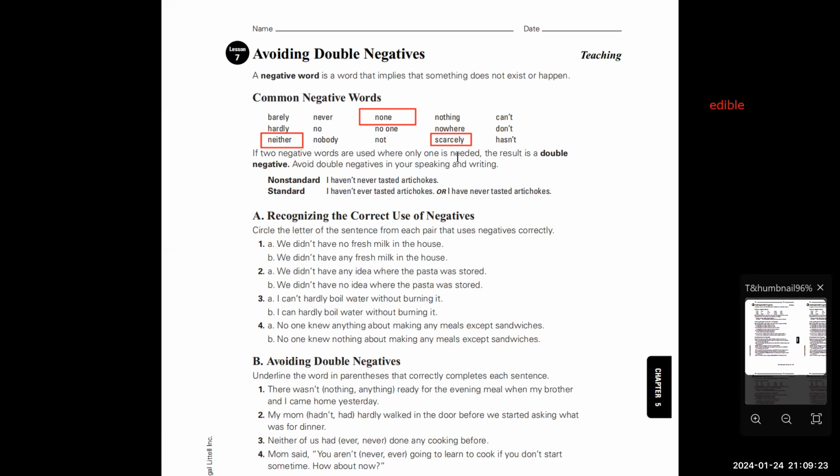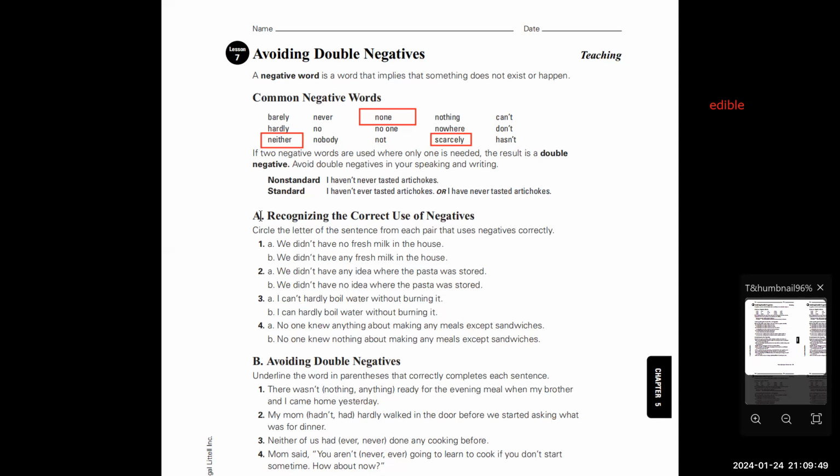That's right. Never is a negative word. And haven't has a not, because that is a contraction. Have not. So we cannot say that I haven't never tasted artichokes. That's wrong. So the correct one is I haven't ever tasted artichokes.